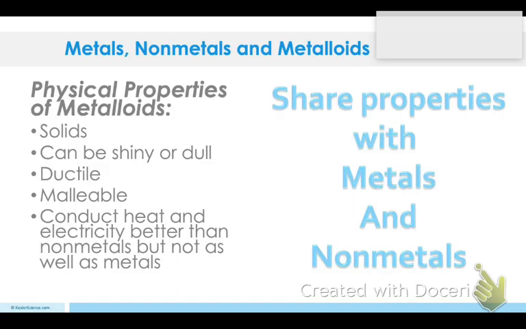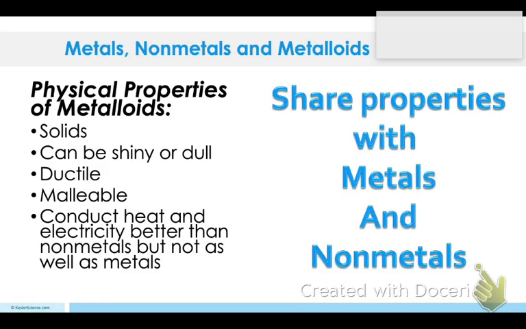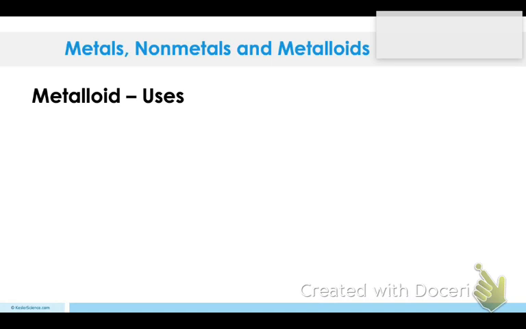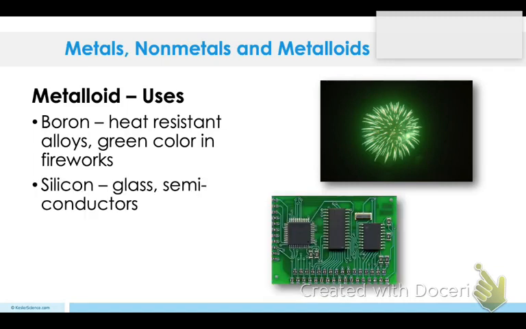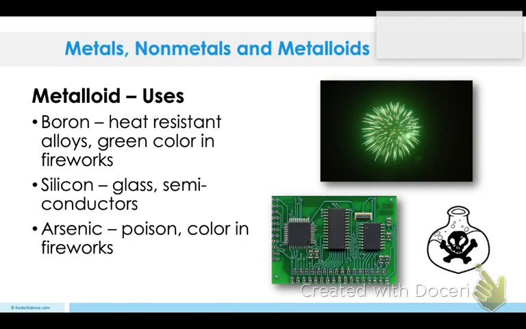Alright, so physical properties of the metalloids. They share properties of both metals and nonmetals. So they're solids, they can be shiny or dull, ductile, malleable, and conduct heat and electricity better than nonmetals, but not as well as metals. Metalloid uses: boron is used in heat-resistant alloys, and it's also the green color in fireworks. Silicon can be used for glass and semiconductors. Arsenic is used for poison and color in fireworks.